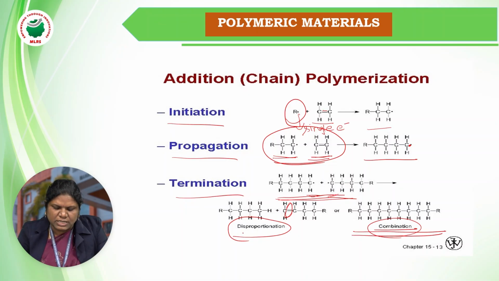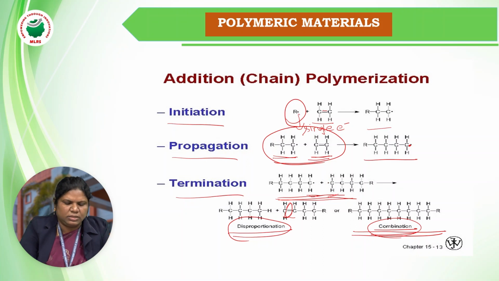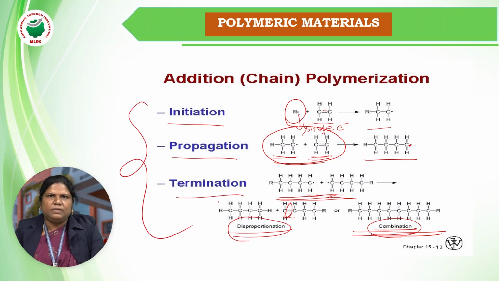In the disproportionation reaction, a double bond forms in one of the polymer chains with the removal of hydrogens from the two free radical polymers. Whereas in the combination step, the two free radicals simply combine together and the reaction is stopped. These are the three main steps involved in the addition polymerization reaction: initiation, propagation and termination.